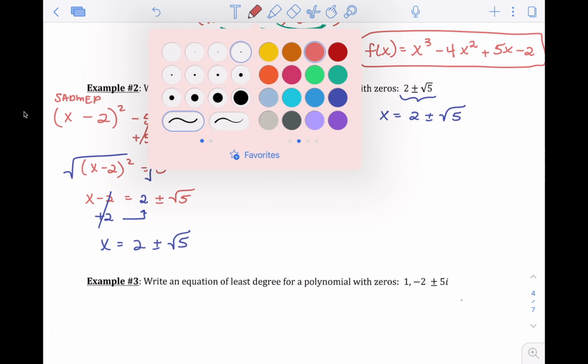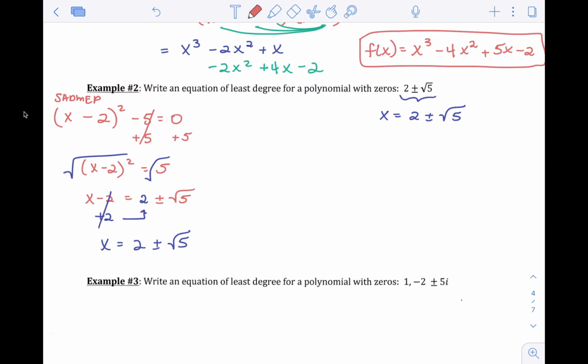Okay, so all we're going to do is work it backwards. If the last thing that we did was move the 2 over when we were solving by SADMEP, the first thing we're going to do is put the 2 back. So I'm going to subtract 2 from both sides.